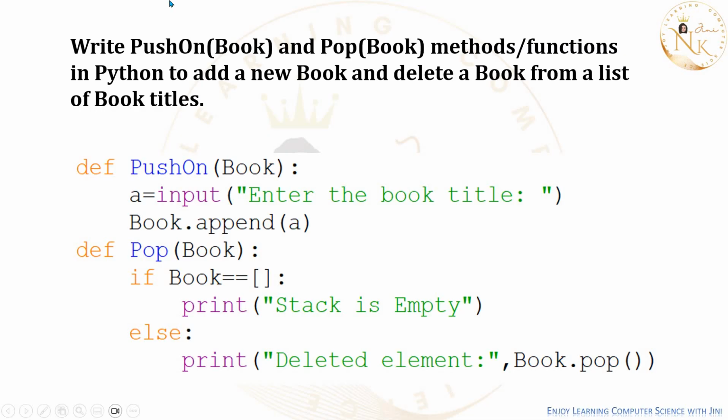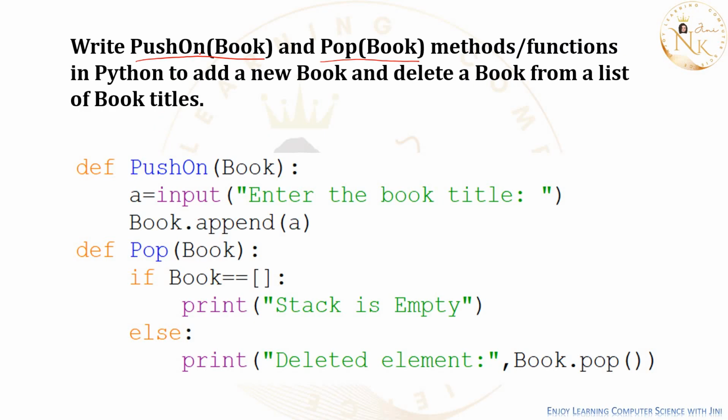We'll do this question. Write push book and pop book functions in Python to add a new book and delete a book from a list of book titles. You have to write the definition of two functions. It is clearly given, write push book and pop book functions in Python. So when the name of the method or the function is given, use that as the name of the function. Do not use your own name. So you have to create two functions.